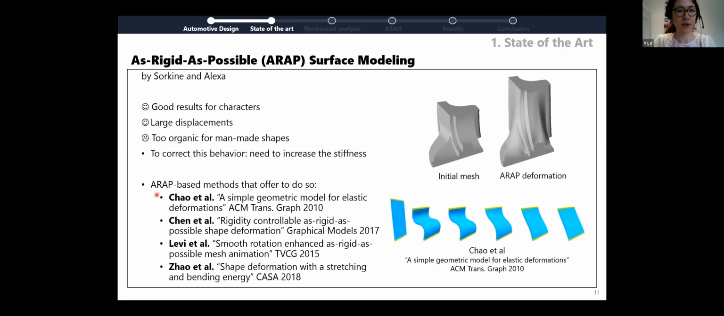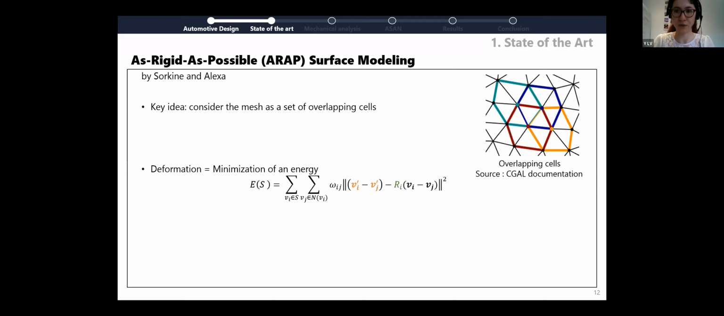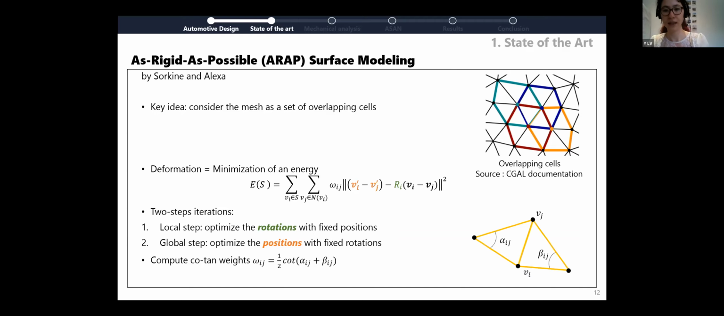So many ARAP variants offer to do so, and to explain these, we first need to describe the initial ARAP method. So Sorkine and Alexa's idea is to consider the mesh as a set of overlapping cells, and then to express the deformation as an energy minimization problem. So this minimization is iterative, and each iteration has two steps. So first they optimize the rotations while fixing the positions, and then they optimize the positions while fixing the rotations. And this energy also involves cotangent weights computed for each edge.